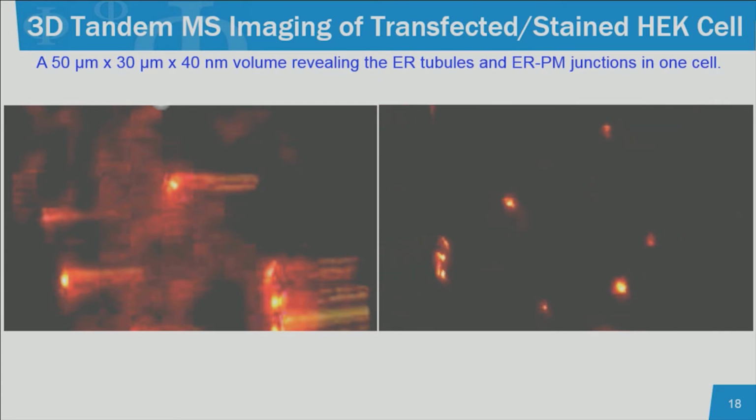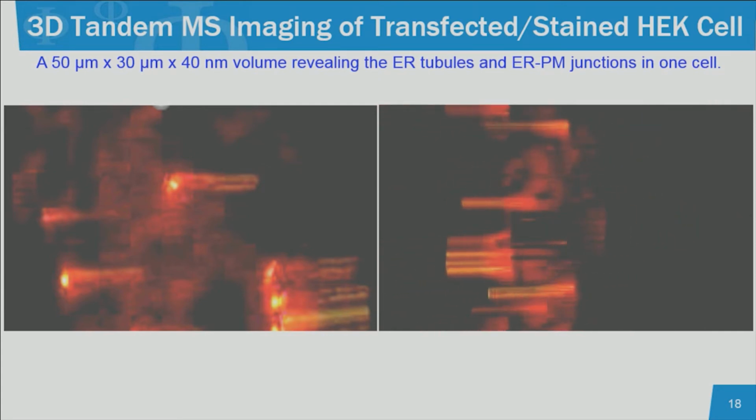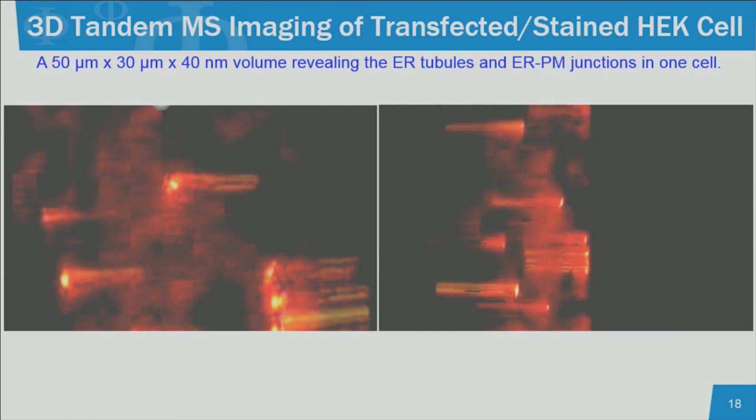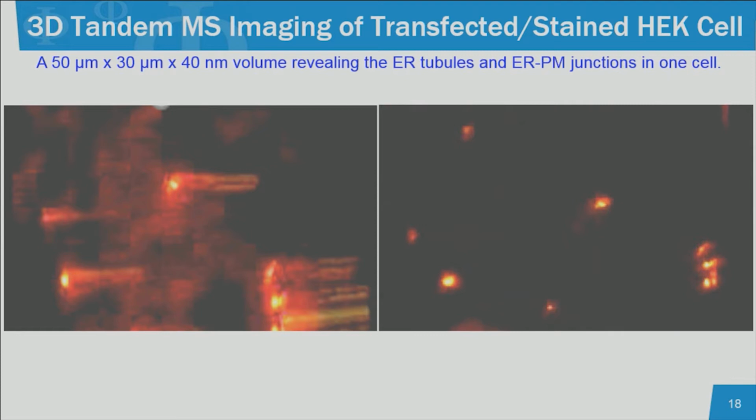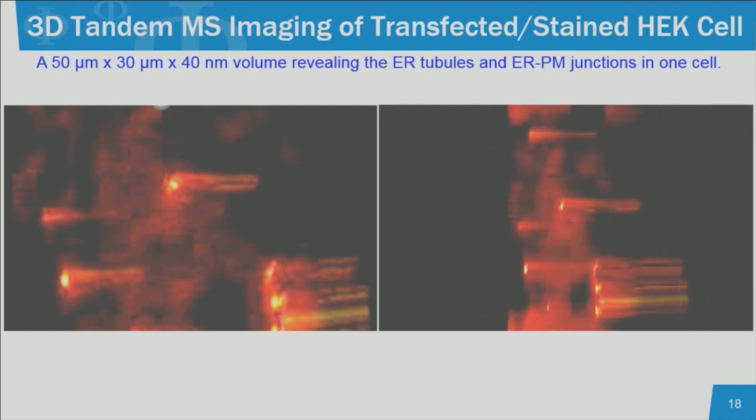And our hypothesis is that where we have ER-PM junctions, it is possible for the ER tracker to be dispersed within the plasma membrane, and we believe that that's why we're seeing a little bit of ER tracker signal within the plasma membrane itself.